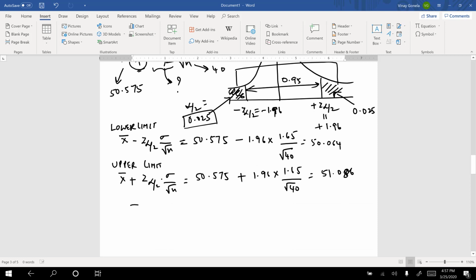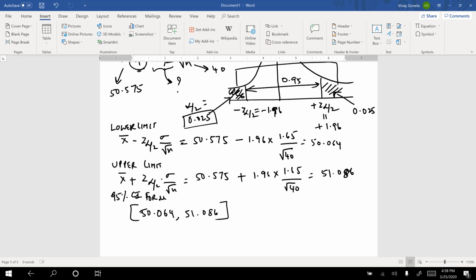So this means our 95% confidence interval range for mu will be 50.064 and 51.086. So the manager claimed that the trash bag will last 50 pounds. The claim is wrong because it's giving more.